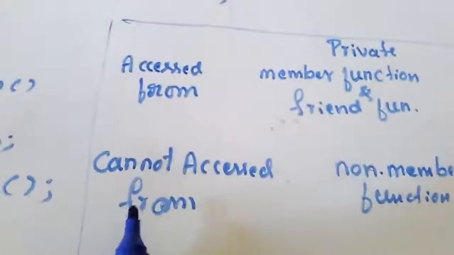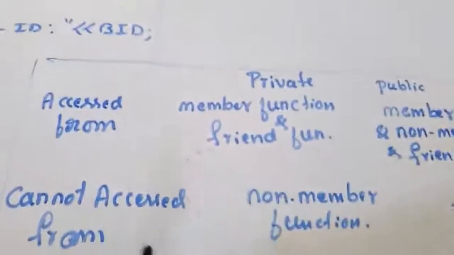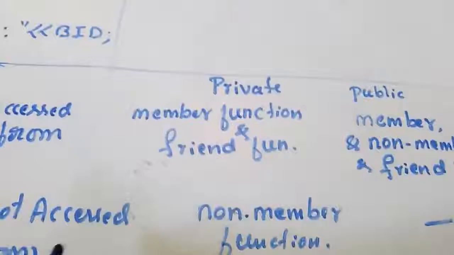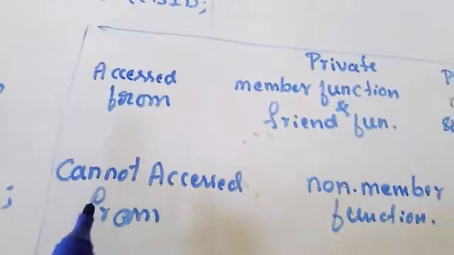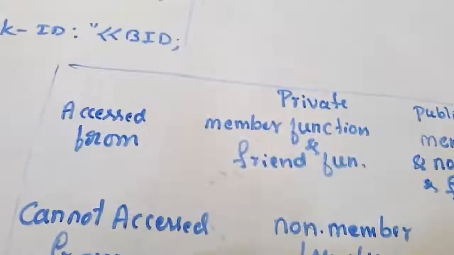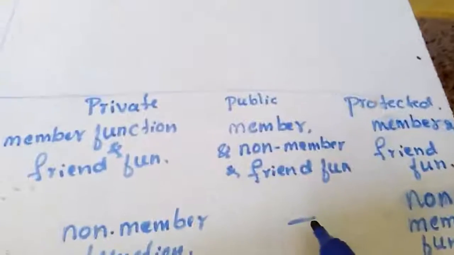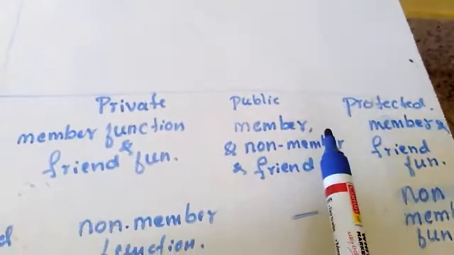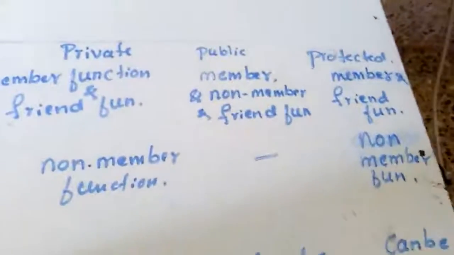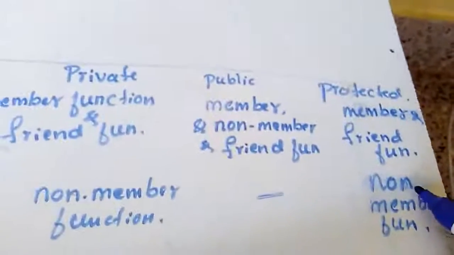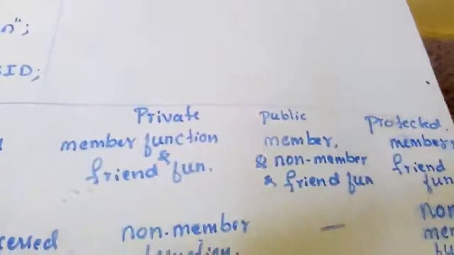Okay. Then the second point, cannot access from. Who cannot access this data? A non-member function cannot access private data. In the second point, what we are writing is from where we cannot access: from a non-member function, we cannot access private data. There is no entry for public, because public members are accessed from all functions: member function, non-member function and friend function. And for protected, here also non-member functions cannot access. These 2 points are the same for protected and private.